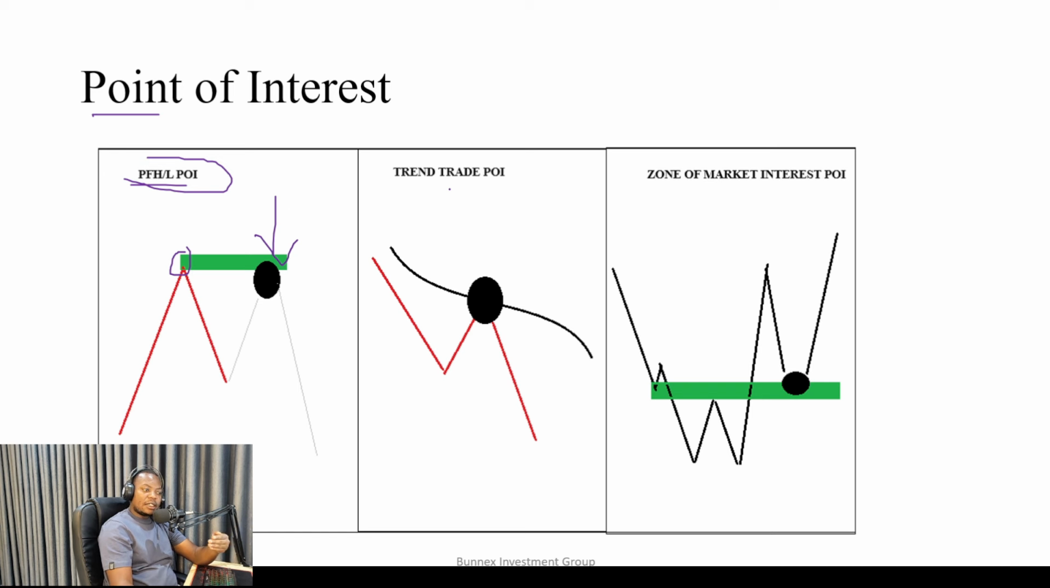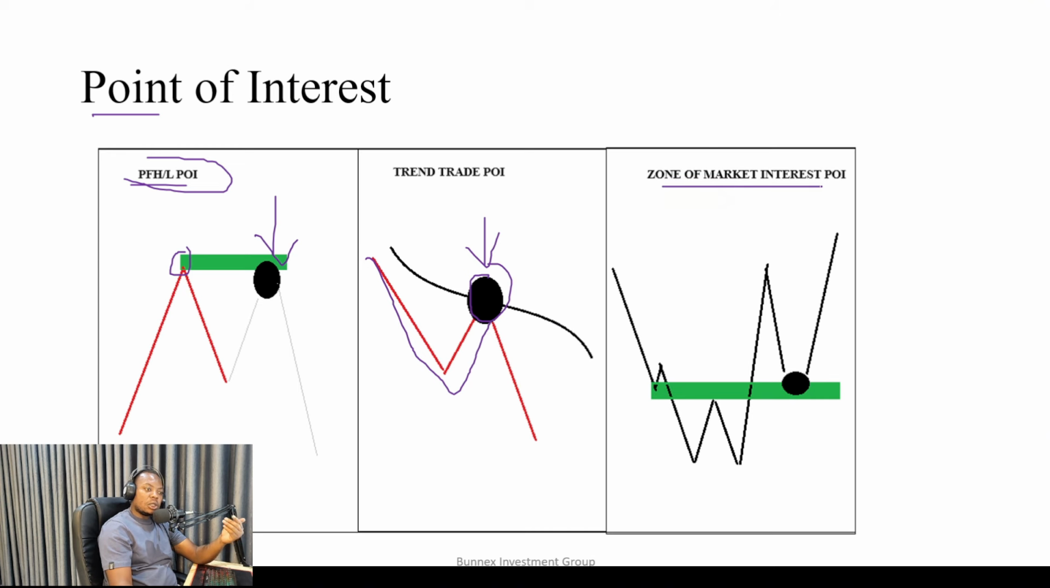Then the other one is the trend trade, whereby I use several indicators. And if you've been following this channel, you know the indicators that I use. Some of the trend trades come in this manner, whereby the market is going, and when it reaches the EMA of interest, that is where I have my point of market interest, like in this particular case. So this is an example of a point of market interest.